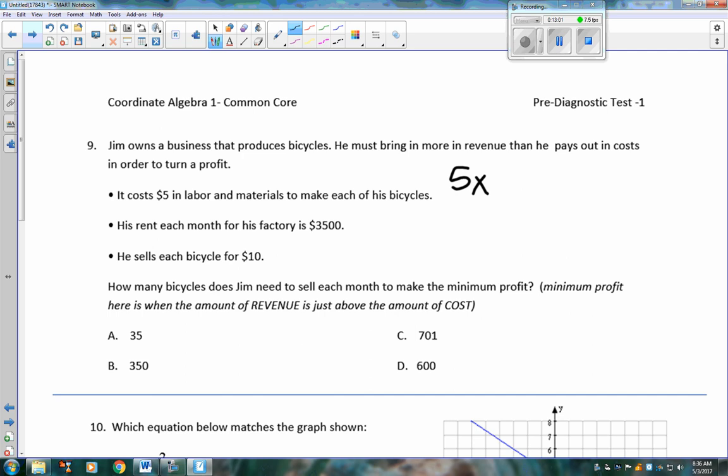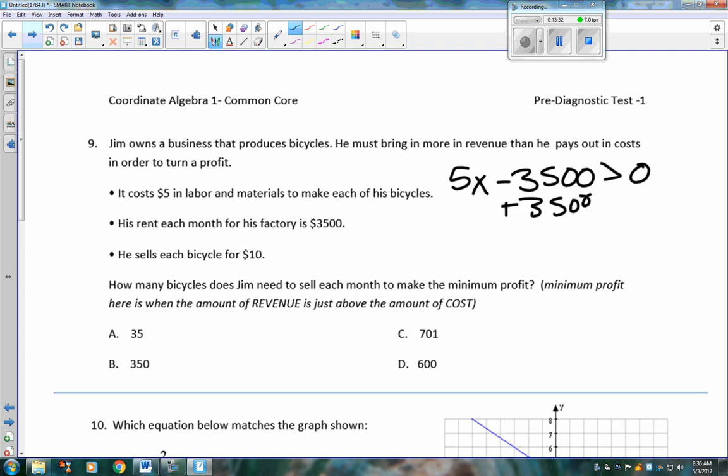But he wants to make more than his rent. So how much is his rent? $3,500. Solve for X. I'm going to add 3,500 to both sides. So that 5X is greater than 3,500. Divide by 5. What does X equal?